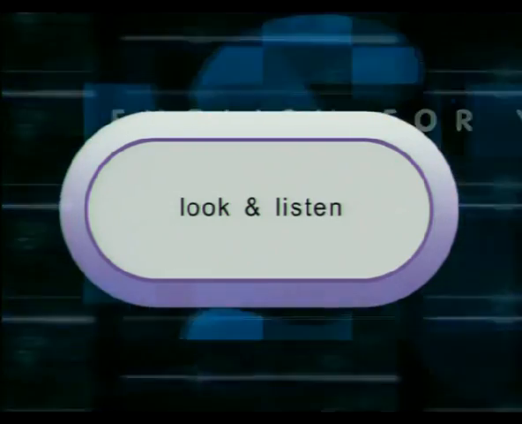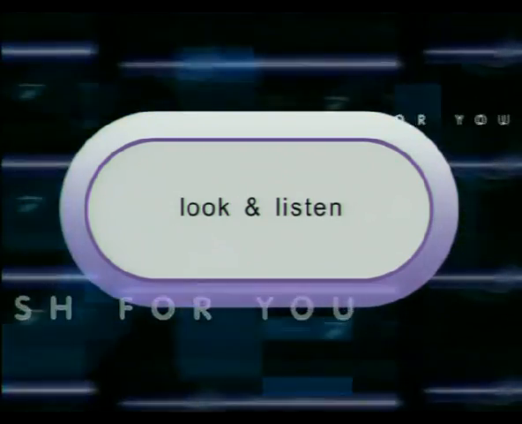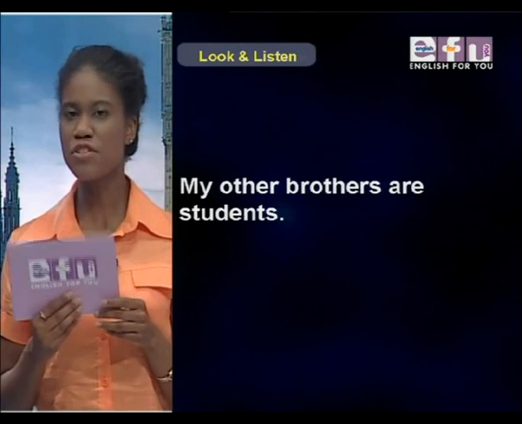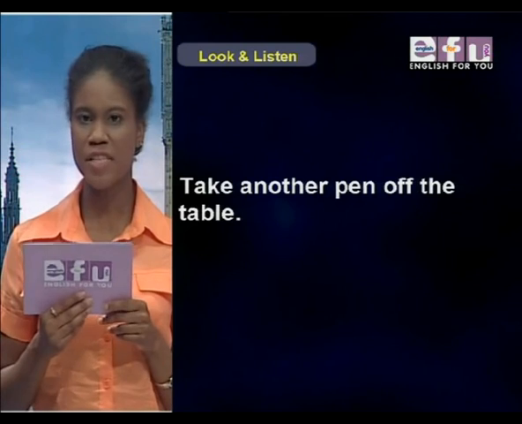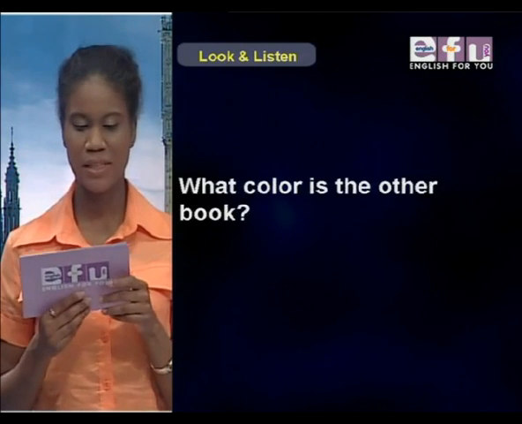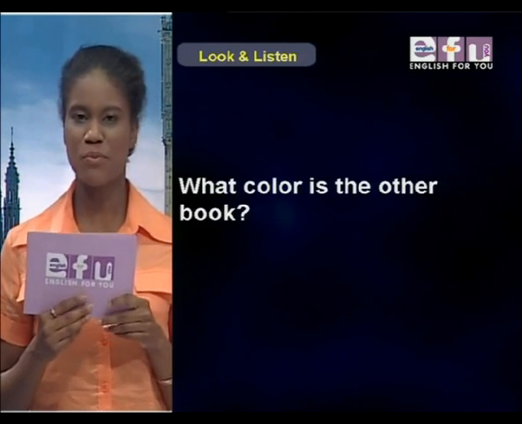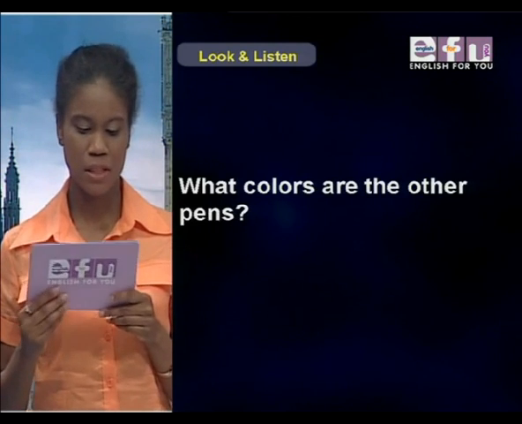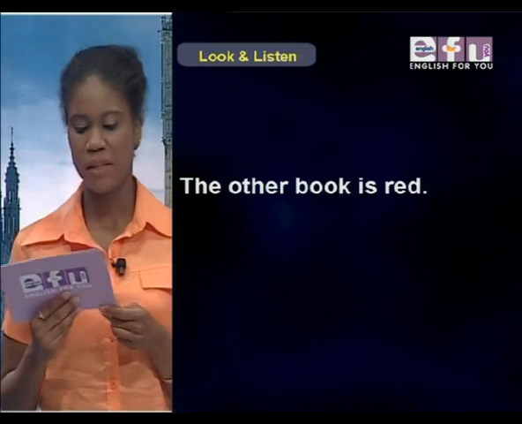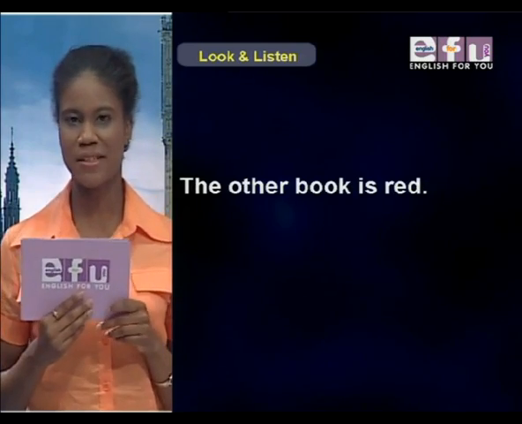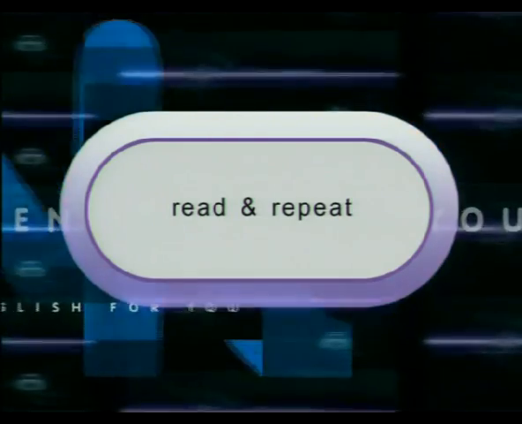Look and listen. My other brothers are students. Take another pen off the table. What color is the other book? What colors are the other pens? The other book is red. Read and repeat.